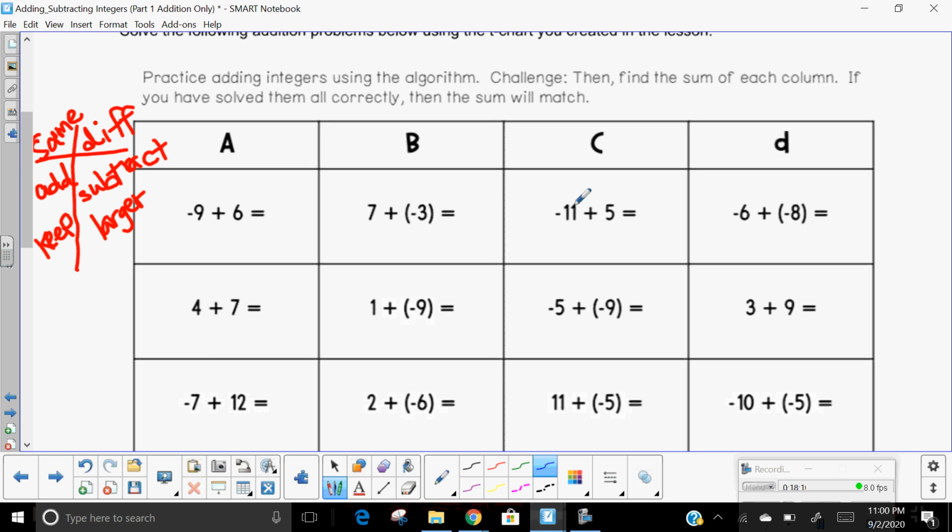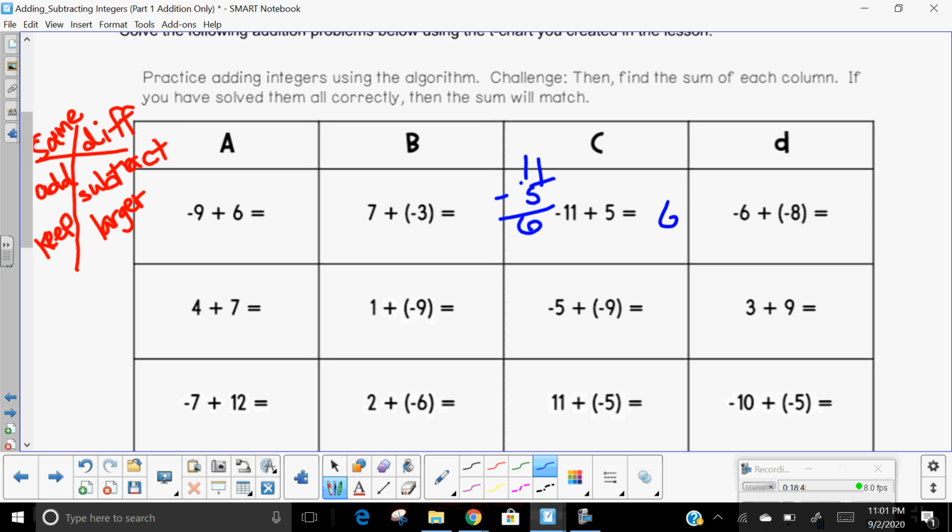So let's say -11 plus 5. The first step is to find out, do they have same or different signs? This one's negative, this one's positive, so they have different signs. So now I'm going to go down to the next step in this column because they're different. This tells me that I have to subtract those two numbers. So what is 11 minus 5? 11 minus 5 equals 6.